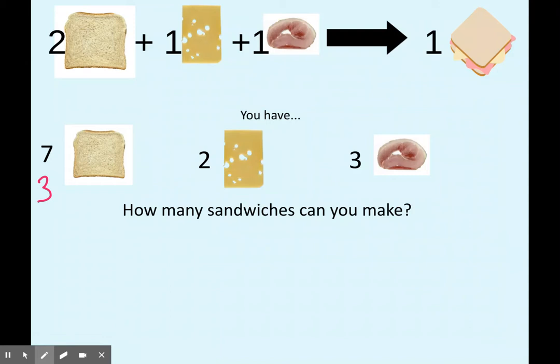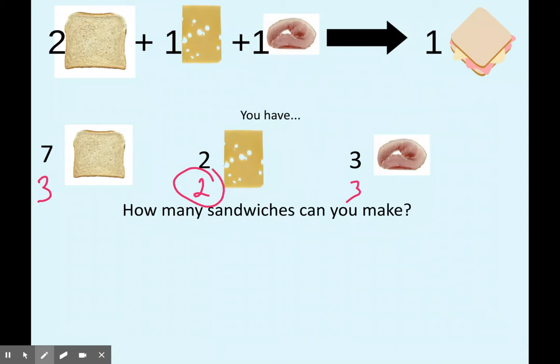If we look at our cheese, we can only make 2 sandwiches with the cheese that we have. We can make 3 sandwiches with the meat that we have. So the most sandwiches that we can make would be 2, according to this recipe or this sandwich reaction. So in this case, the cheese limits how many sandwiches we can make. So we would call the cheese the limiting reactant.